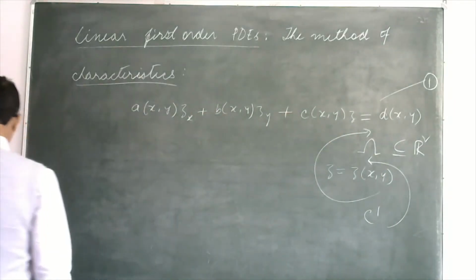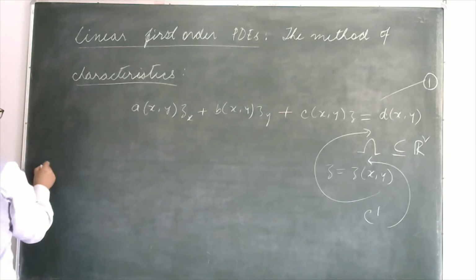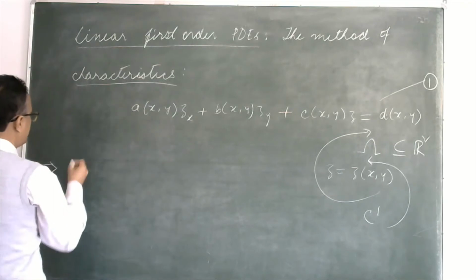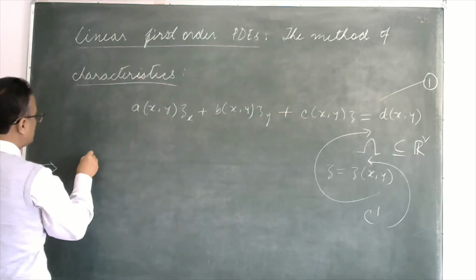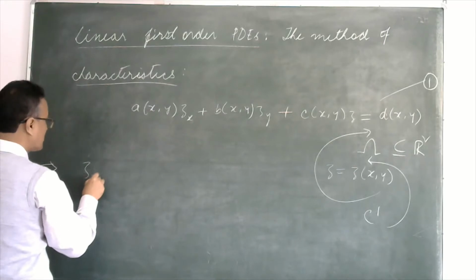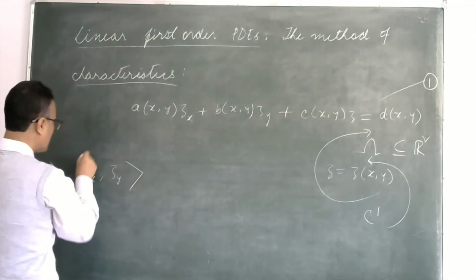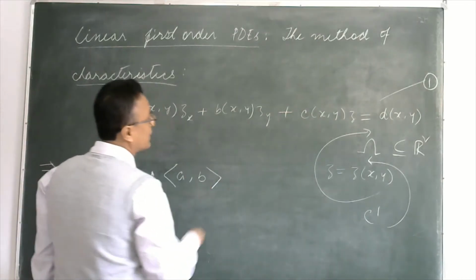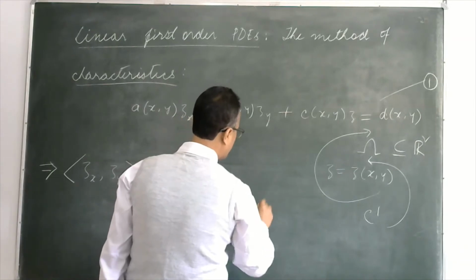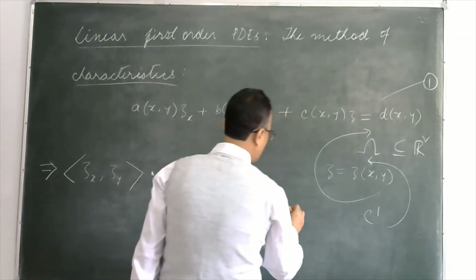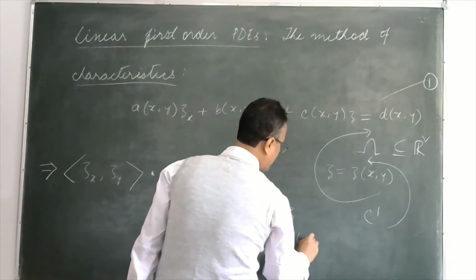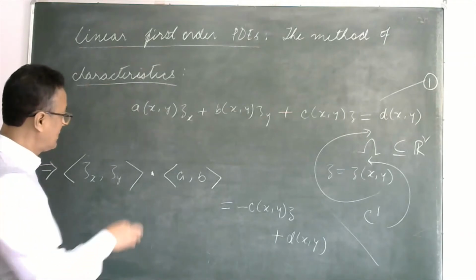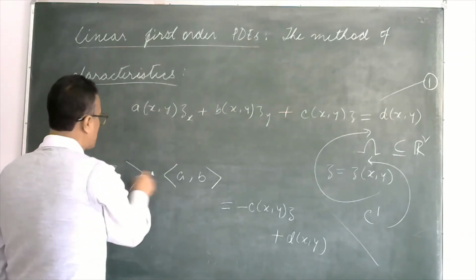Now, again, this equation I can write as this factor dot gradient of u will be equal to minus c(x,y) u plus d(x,y). Just simply I have written it in terms of a dot product here.